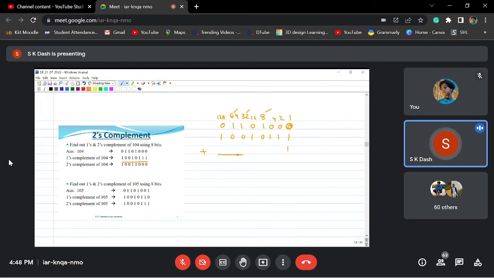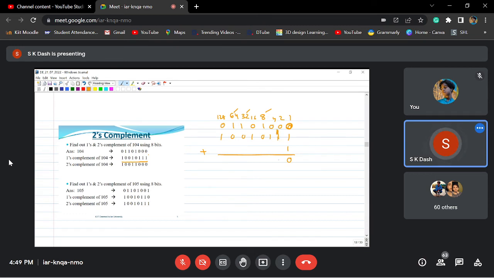You need to add 1 with it. If you add 1 with it, what will happen? 1 plus 1, what will be the result? Sum is 0, and carry is 1. Now, we need to add 1 with 1 again.